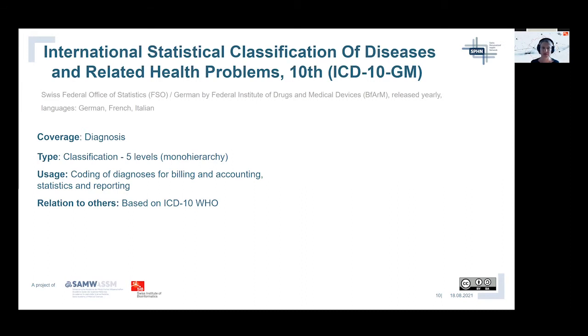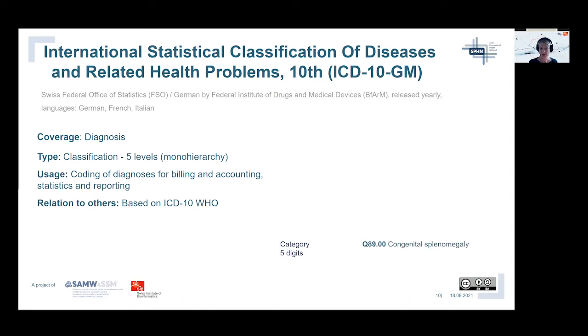It's for diagnosis classification, and it is also used with the Swiss DRGs for accounting. It's also used for statistics and reporting. And it is based on the ICD-10 of the WHO. So each country makes its own modifications. In Switzerland, we use the German modification as the basis for all the language versions in German, French, and Italian. So GM stands for German modification. Other countries have their own modification.